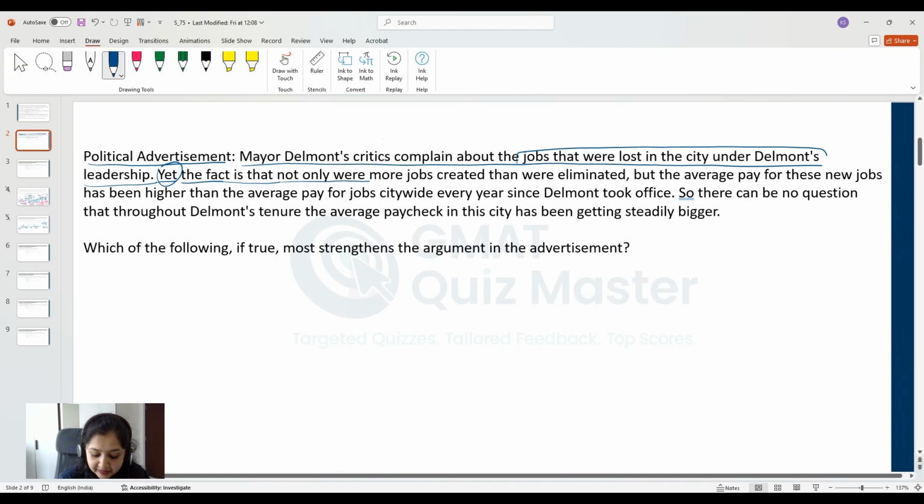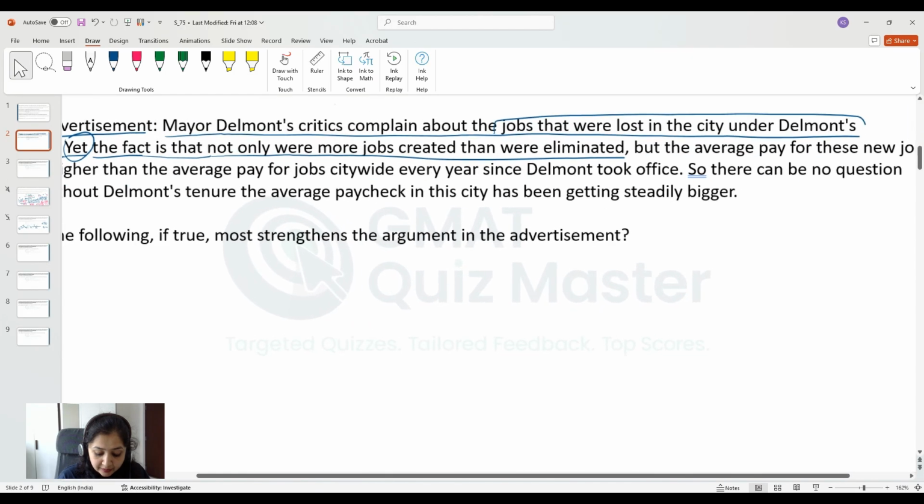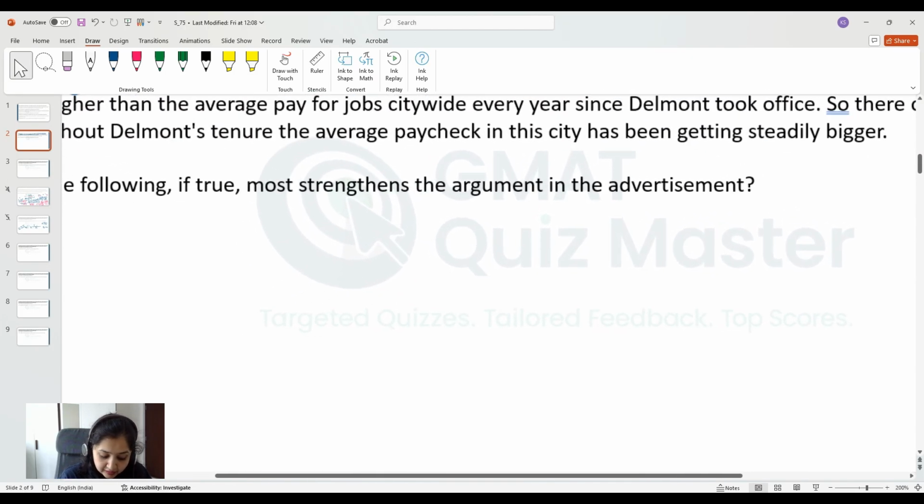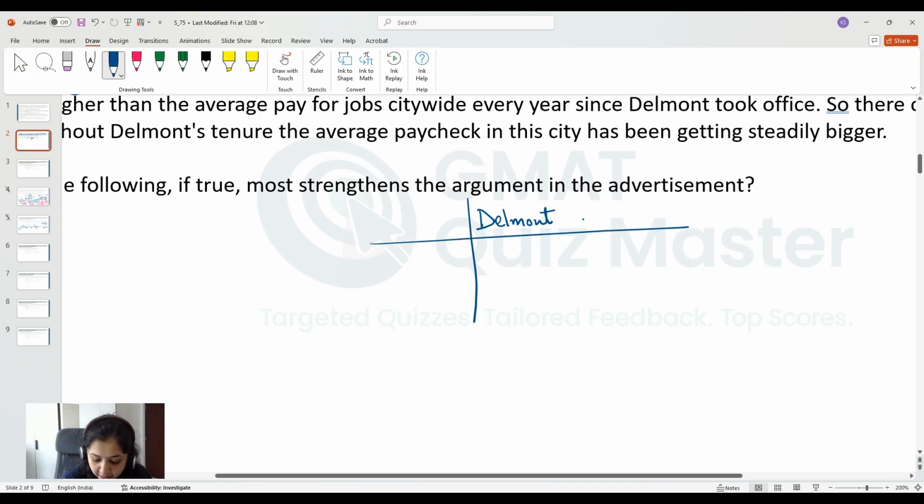Not only were more jobs created than were eliminated. So, we know that the critics were talking about the jobs that were lost, but now we get to see something else. So, let's understand this better. Let's say this is the Delmont era, leadership of Delmont, and if there were 100 jobs earlier, this is before Delmont, the critics are complaining about, let's say, 20 jobs that were lost. But the fact that is given to us is that more new jobs were added than were eliminated. So if 20 jobs were lost, 30 jobs were added, right?